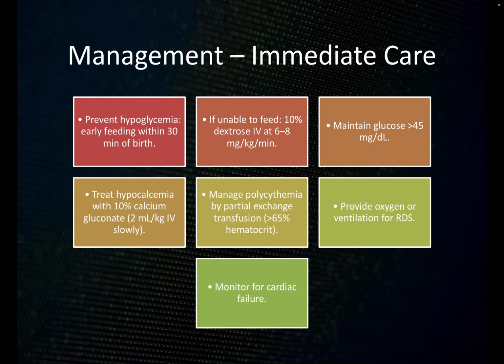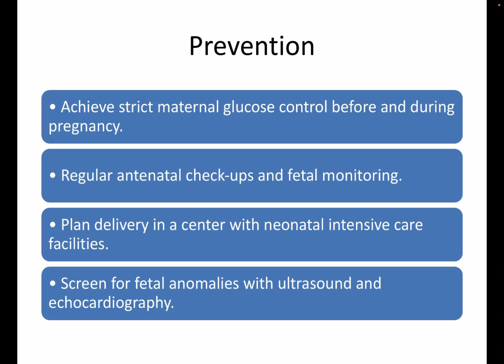Coming to the management, prevent hypoglycemia by early feeding within 30 minutes of birth. If unable to feed, 10% dextrose IV at 6 to 8 milligram per kg per minute has to be started. Maintenance of glucose has to be at least greater than or equal to 45 milligram per deciliter. Treatment of hypocalcemia with 10% calcium gluconate, 2 ml per kg IV slowly. Management of polycythemia by partial exchange transfusion where hematocrit is greater than 65%. Provide oxygen or ventilation for respiratory distress syndrome. Monitor for cardiac failure.